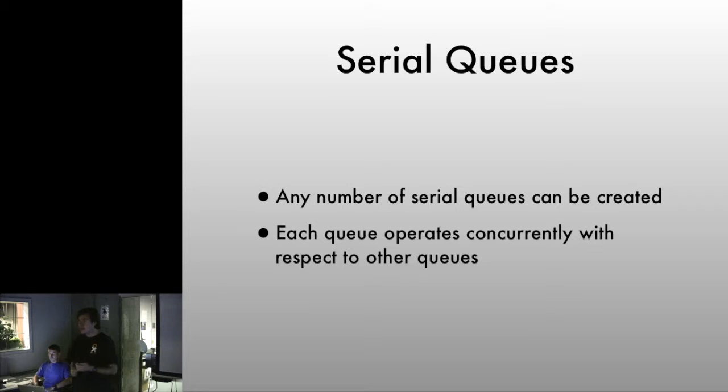You can make as many serial queues as you want. One key point is that each serial queue operates concurrently with respect to any other queue. It itself is guaranteed to be done in serial order, but with respect to any other queues, including other serial queues and concurrent queues, it operates concurrently with them. The order, therefore, is not defined with respect to other queues.